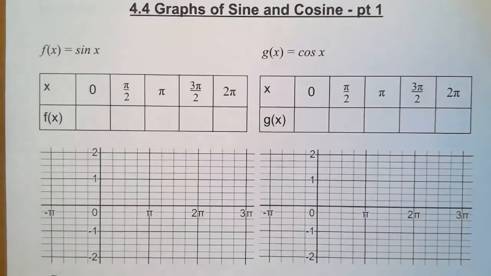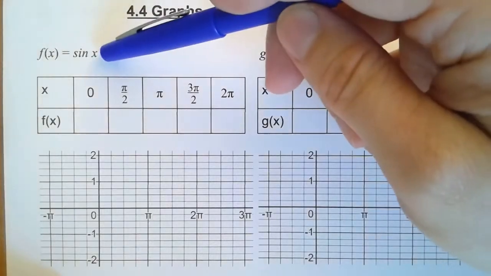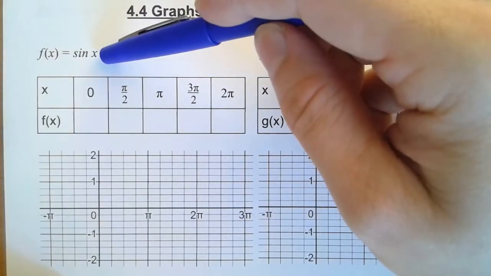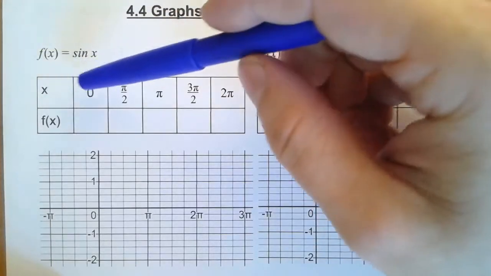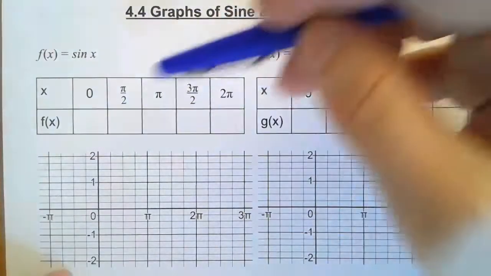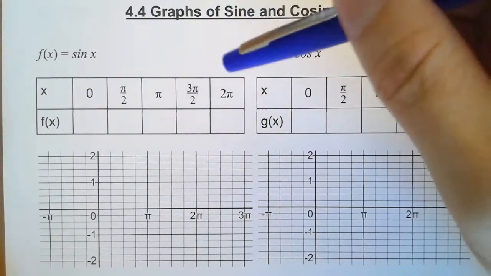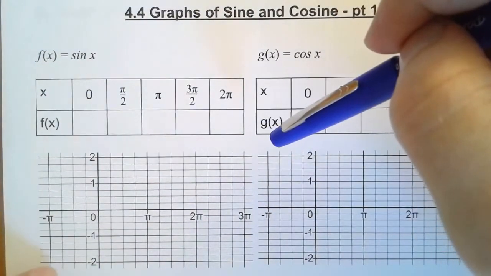Today we're looking at the graphs of sine and cosine. So we're going to be looking at functions where the input is some angle, and the output of the function is the sine of that angle. We're going to do our angles in radians, and we'll be able to get a good idea of the shape of the graph just looking at these quadrantal angles here.